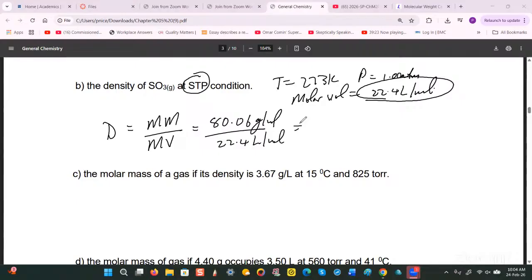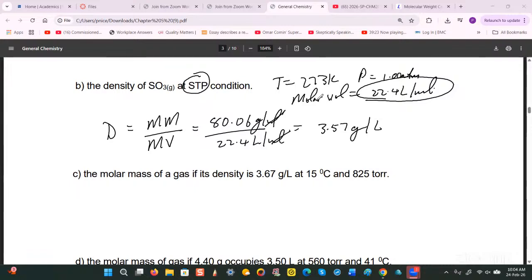So 80.06 divided by 22.4, and according to my calculation, when rounded off to 3 sig figs, the answer becomes 3.57 grams per liter, because the mole units will cancel out here and here. So that's the shorter way of doing it.